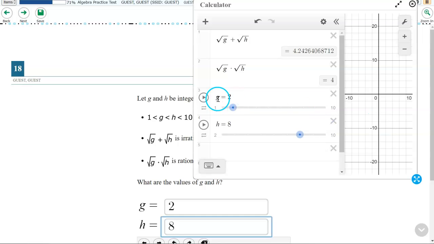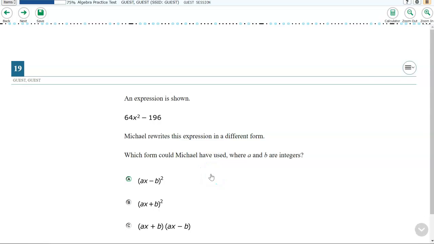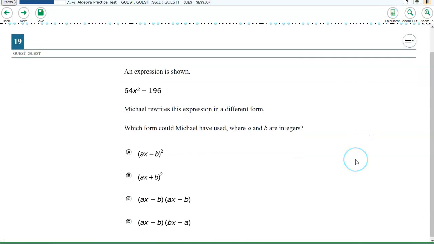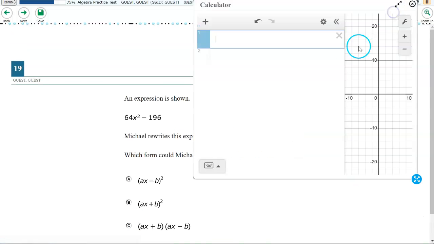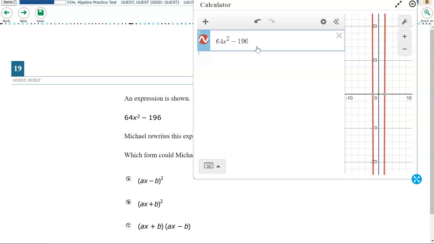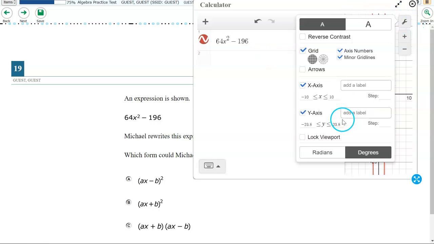And let me show you another one. We are on 18, so we're going to go next to 19. And we are given this expression, and we are going to use this calculator. So let's type in 64x squared minus 196. Now you'll notice I did not type h of x, g of x, f of x, I didn't type any of that. I just typed that expression. Because it has x in it and no other variable, it assumes that it is a function. Now my y values have got to go way down to negative 196.